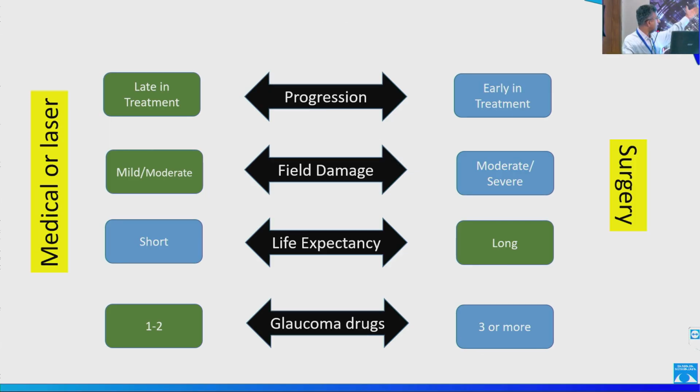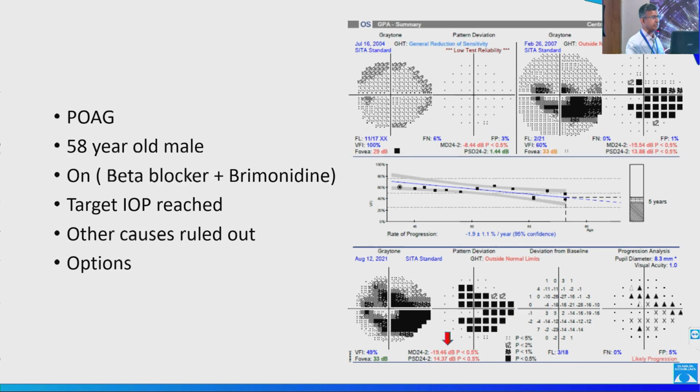So he is late in treatment. He has mild to moderate disease. He's on 1 to 2 medications. And his life expectancy is long. So basically, because most of the factors favor escalating medical therapy, you can consider escalating medical therapy in this situation.